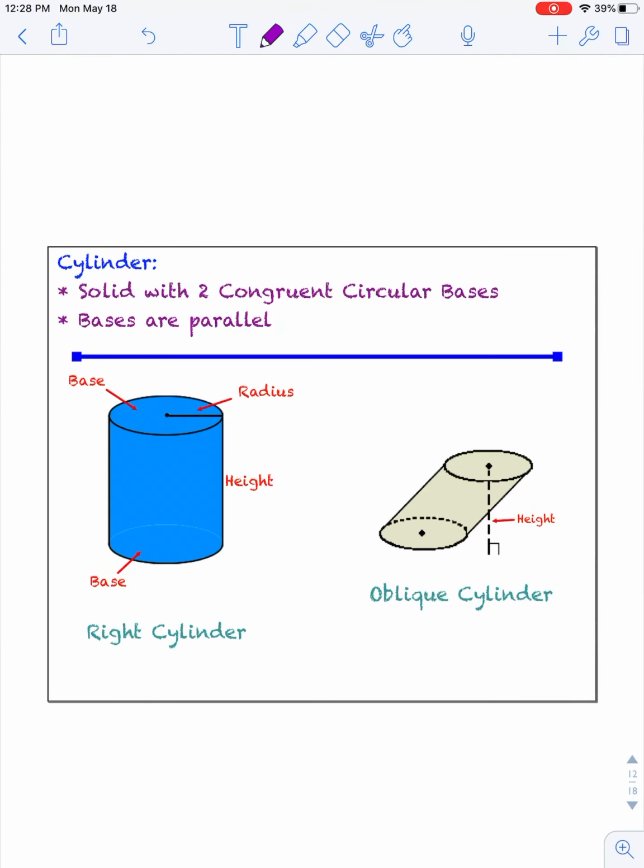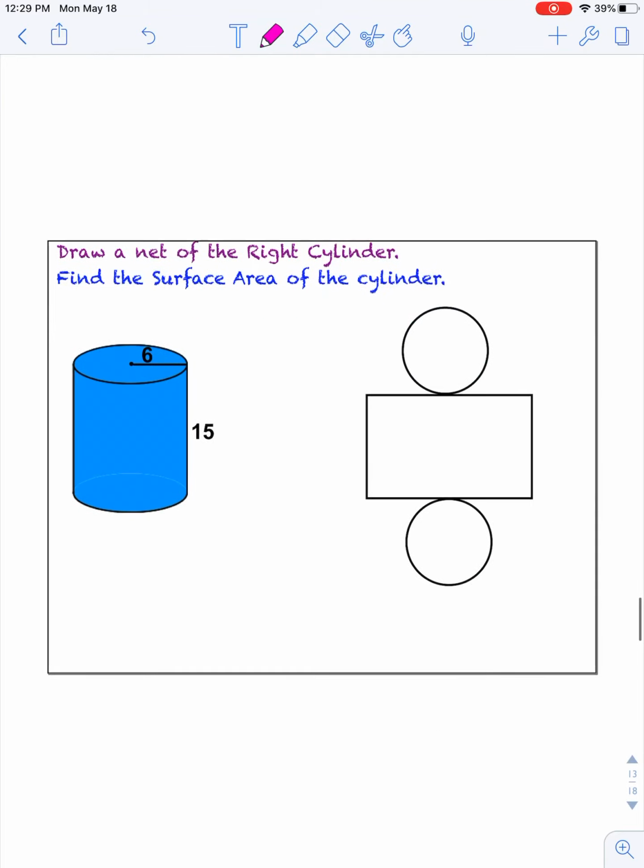So a cylinder, even though it's not a polyhedron because it's not made up of polygons, we can still calculate the surface area of a cylinder. So a cylinder has 2 congruent circular bases. Okay, so here's one of the bases and the other one is down here. The bases again are parallel and they're connected perpendicularly by a height. So again, just like in prisms, we have right and oblique. So just be conscious of where your height is because sometimes it is drawn outside your cylinder.